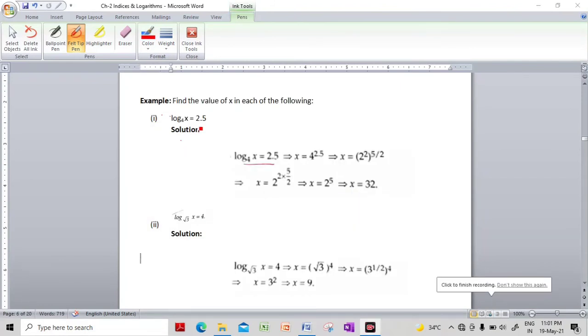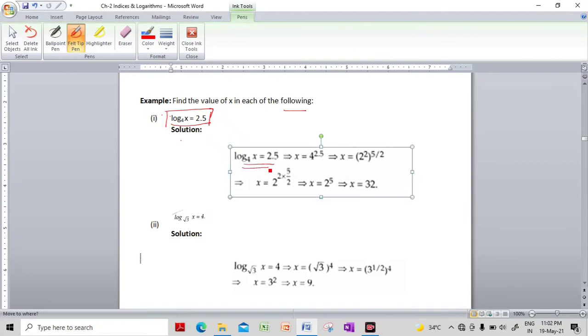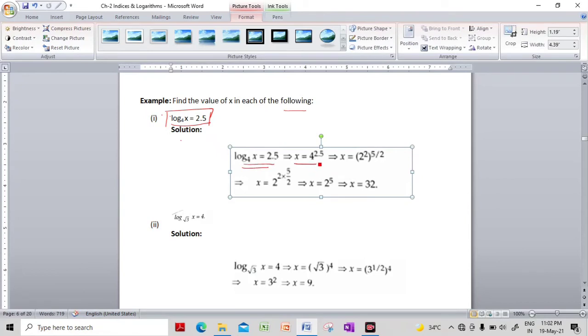Now let us do some more examples based on this topic. Next example is find the value of x in each of the following. My question is log of x to the base 4 equals to 2.5. Here we are supposed to find out the value of x. Now whenever the question is given in logarithmic form, first of all our target should be to convert that into exponential form. So when I convert this logarithmic form to exponential form, this will be written as x equals to 4 power 2.5.